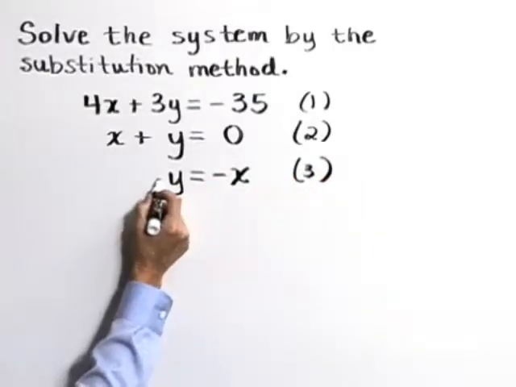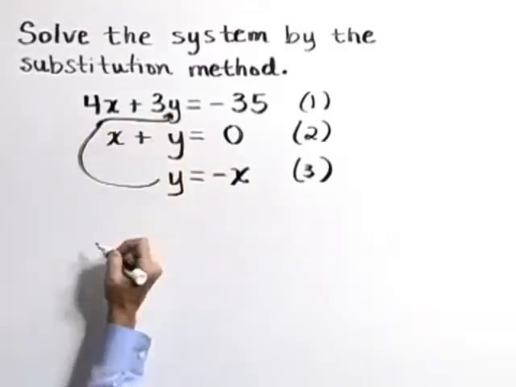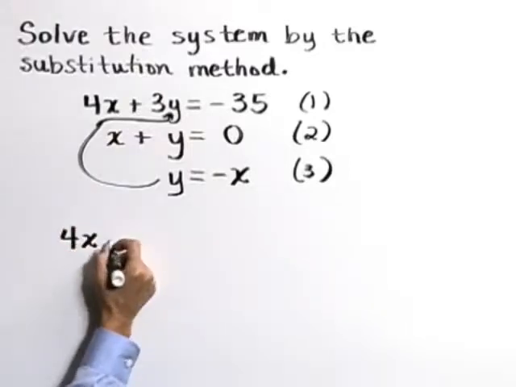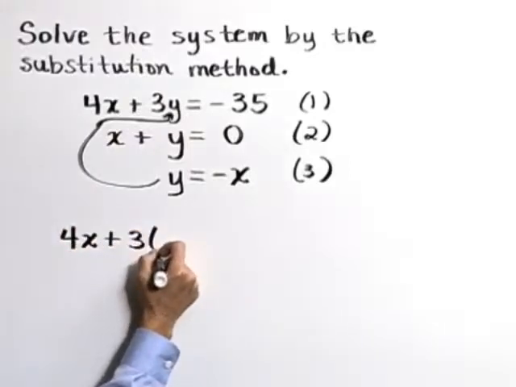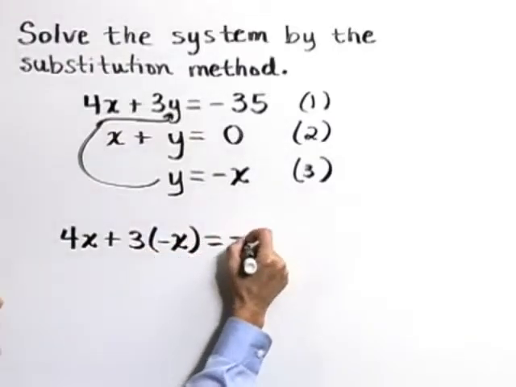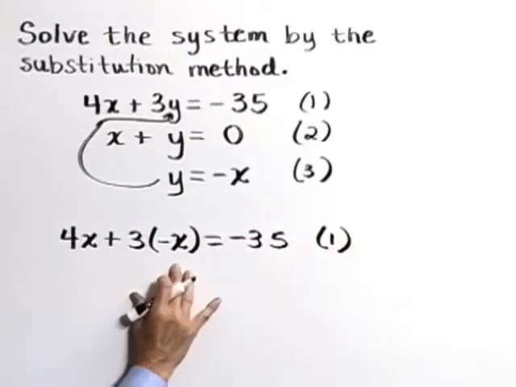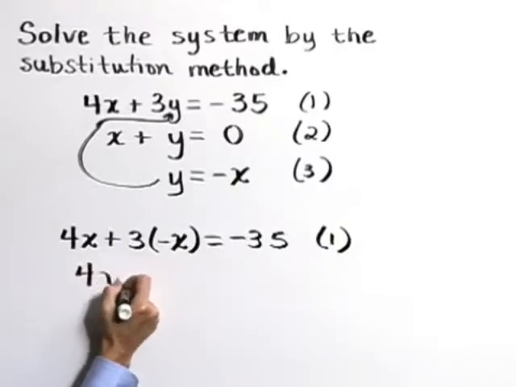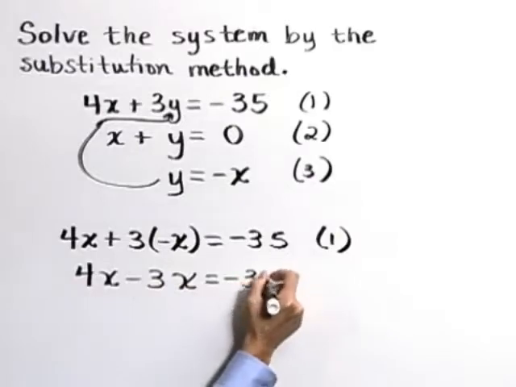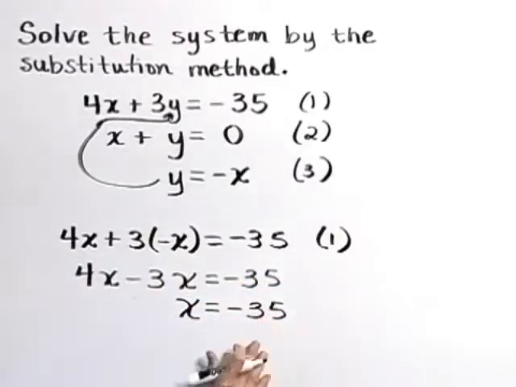Now we're going to substitute y equals negative x into equation 1. So equation 1 becomes 4x plus 3 times, in place of y, we'll substitute negative x, is equal to negative 35. That's equation 1. Now let's solve it for x. 4x minus 3x is equal to negative 35. So x is equal to negative 35.